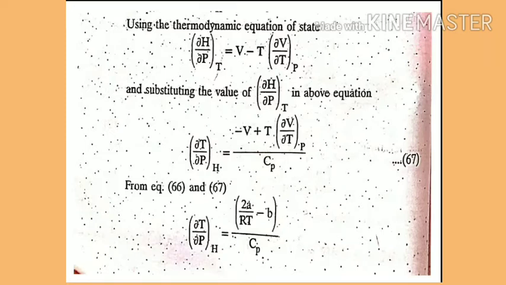(∂H/∂P) at constant temperature is equal to V minus T (∂V/∂T) at constant pressure. And this value of (∂H/∂P)_T, we will put in the formula of the Joule-Thomson coefficient, and we get, because the minus sign was already in the formula, minus V plus T (∂V/∂T) at constant pressure divided by Cp. And the value of this we already gave. The value of the numerator we can get from equation 66.